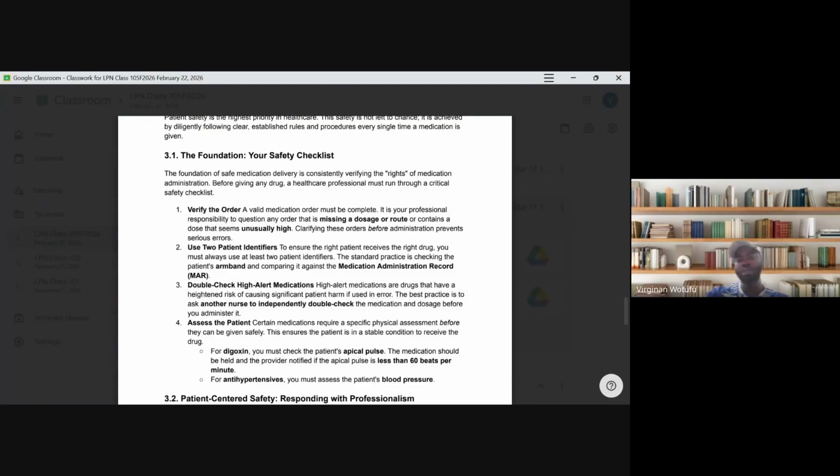So now you assess the patient, right? Before administering the medication, you assess the patient. Before administering antihypertensive medications, you assess the blood pressure. Another high alert medication, like we said earlier, is digoxin. Before administering that, you assess the patient by counting the apical pulse, right? If the pulse is less than 60 per minute, you do not administer the medication. You hold it and alert the provider, right? Correct?